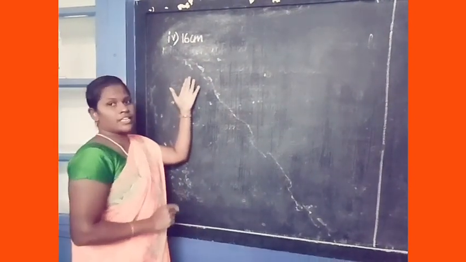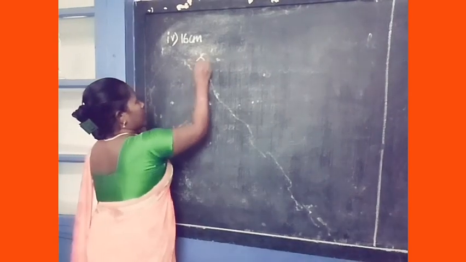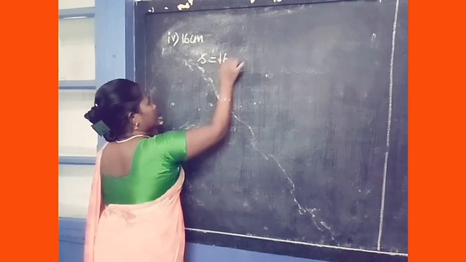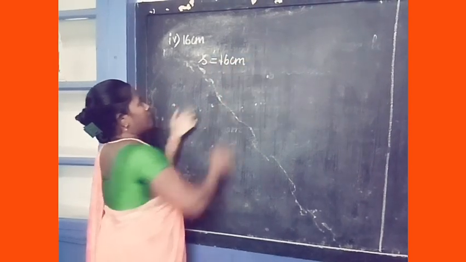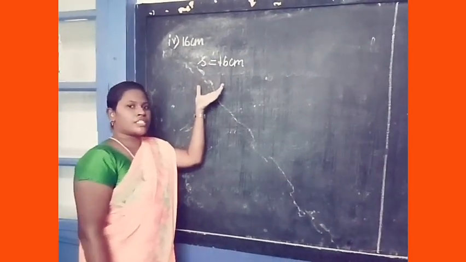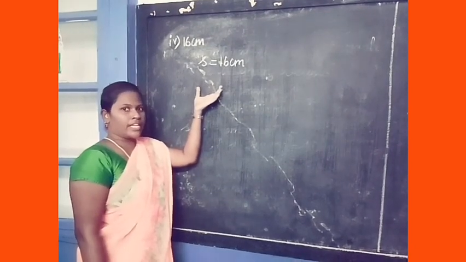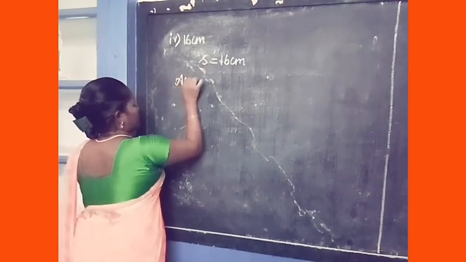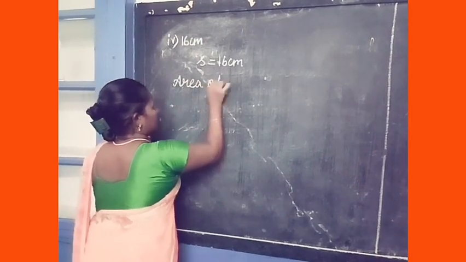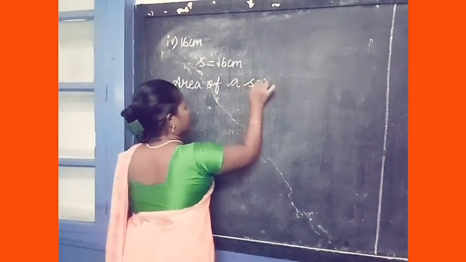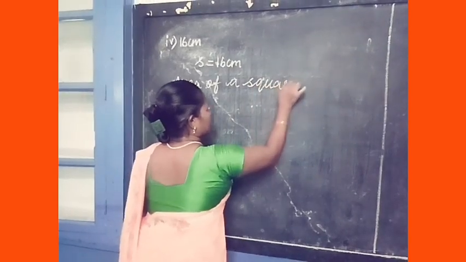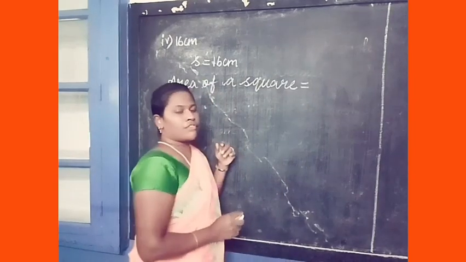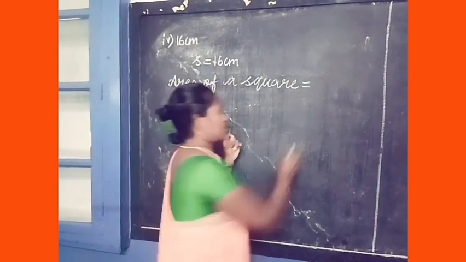For the next sum, same model. What value is given? The given value is the side value. So we write in short, S is equal to 16 centimeter. When the side value is given, what is the formula? We have to find the area of a square. So we write area of a square is equal to, the formula is area of a square, S into S.